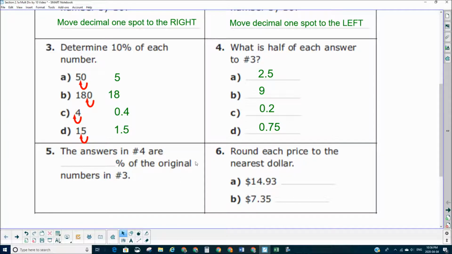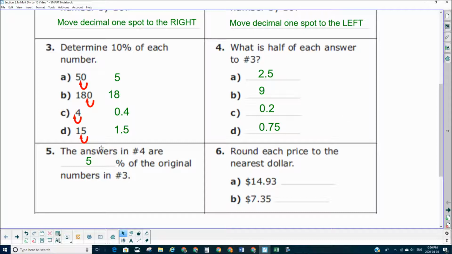So all the answers in number 4 here, all of these are half of these. Well, if these are 10%, then these must be half of that, and must be 5% of the original number. So here's what we start with. 10% is here, and half of that is 5%, and these are all 5% of that.